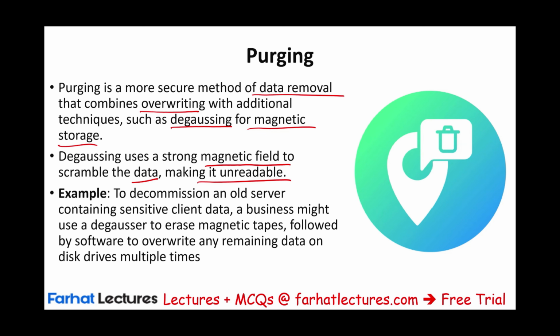So an example would be to decommission an old server containing sensitive client data. A business might use a degausser to erase the magnetic tapes, followed by software to overwrite any remaining data on the disk drive multiple times. After deleting, overwriting, and purging, the company should be in good shape to protect this confidential information.